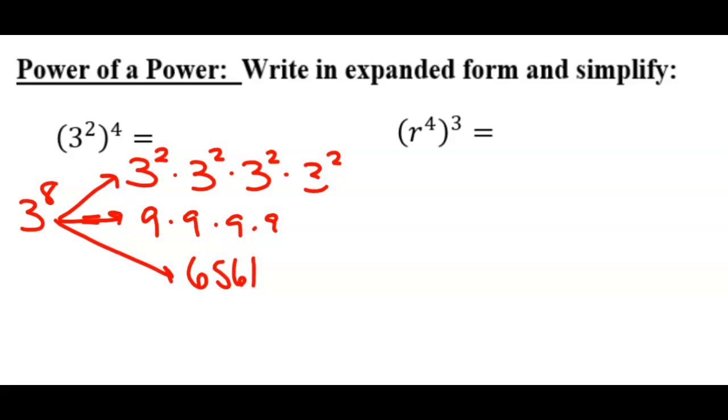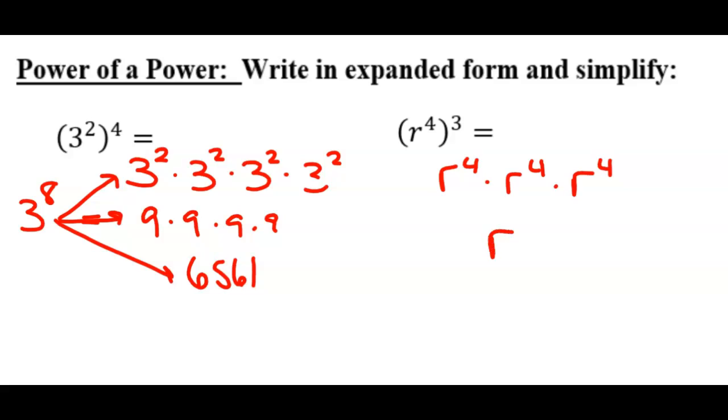So now if I'm looking at the base of R here, what is my base? R to the what? It's not R, it's R to the 4th. R to the 4th times R to the 4th times R to the 4th. I could write that all out, but that would be a pain, and I would have to count them all up. Or I could use my rule that I just learned.